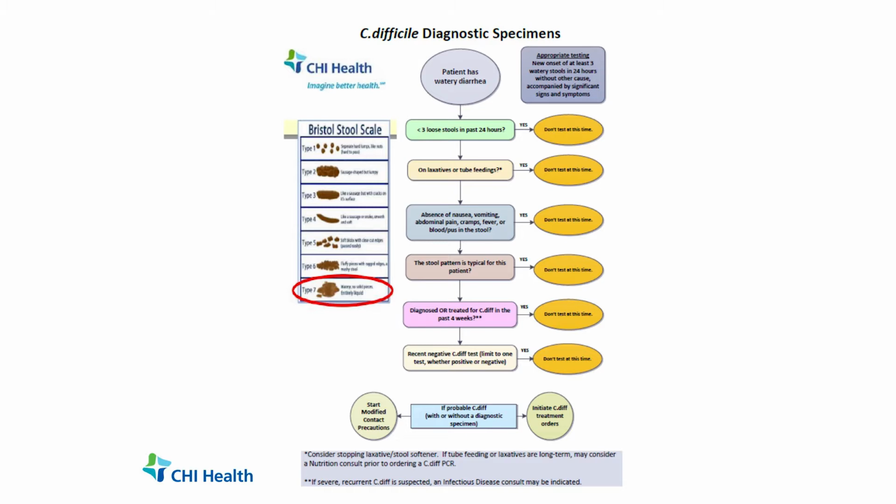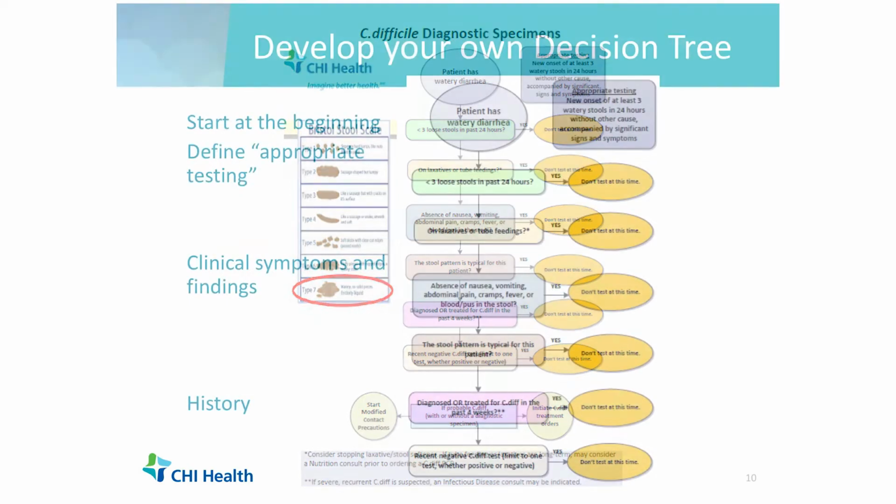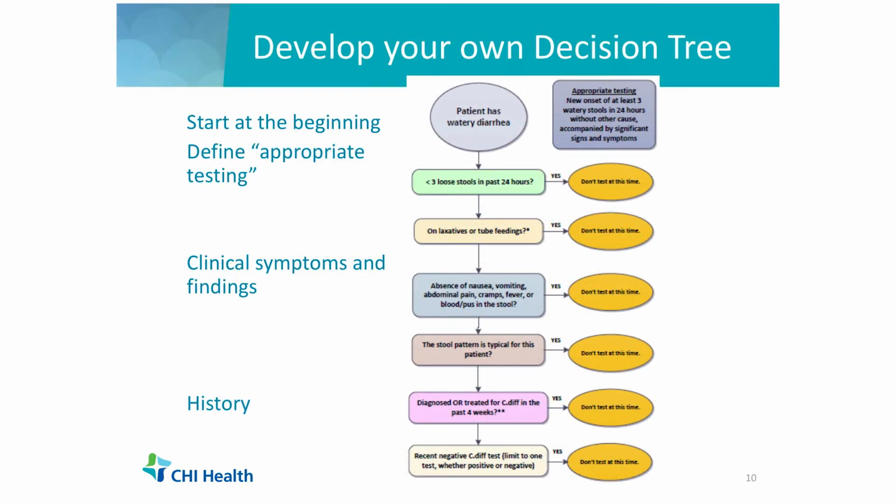So we started at the beginning and we defined appropriate testing. What do you define as appropriate testing? For us, appropriate testing was when the patient had greater than 3 watery stools in a 24-hour period. And that meant it wasn't normal stool for the patient. So does the patient normally have watery stools? Do they have IBS? Do they have something that causes them to have watery stools sometimes? So that was our decision of what appropriate testing was.